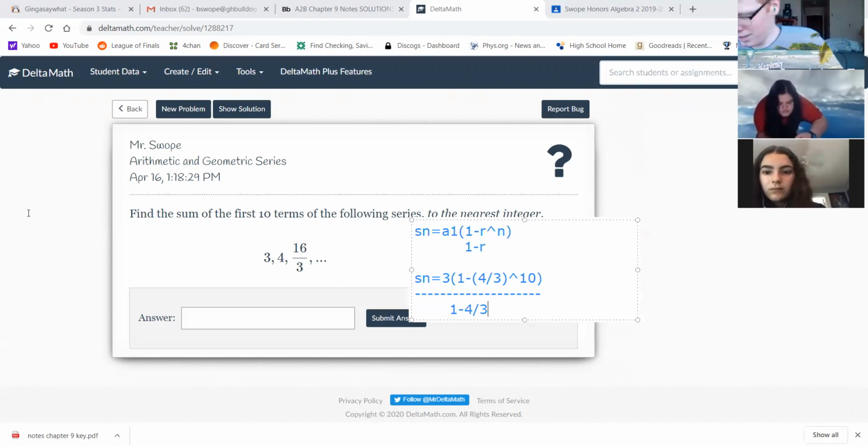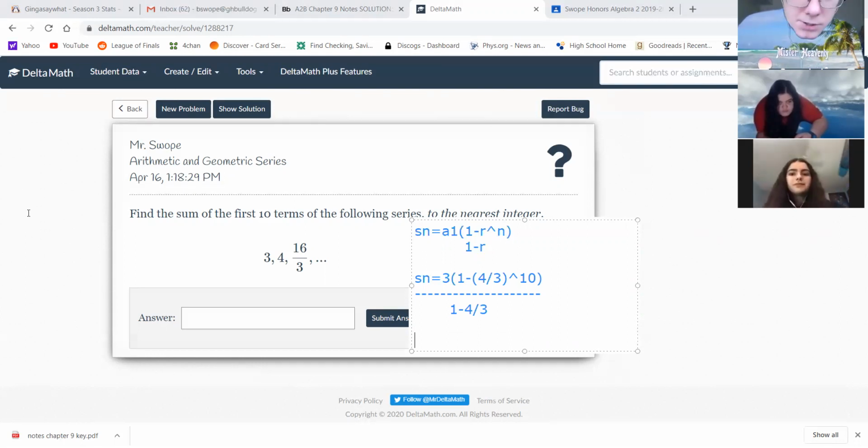So you would plug this in. Just be really careful with your calculator. I'd probably just do the top first and then divide by the denominator. So 3 times parentheses 1 minus parentheses 4/3 up to the 10th equals, I got about negative 50.27. And then 1 minus 4/3 would be negative 1/3, so I'm going to divide by negative 1/3.